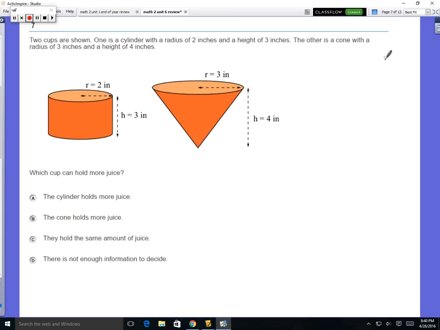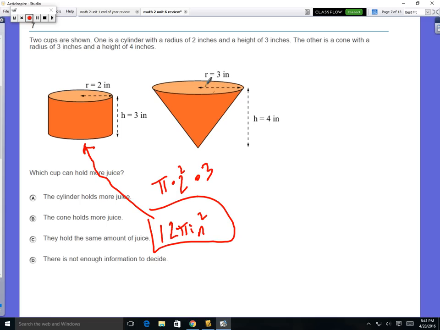7. 2 cups. One is a cylinder with radius 2, height of 3. The other is a cone that has a radius of 3 and a height of 4. Which cup will hold more juice? So the cylinder we did. The cylinder was the area of the base, which is pi times r squared, times height. So this cylinder is 2 times 2 is 4, times 3. It is 12 pi inches cubed.